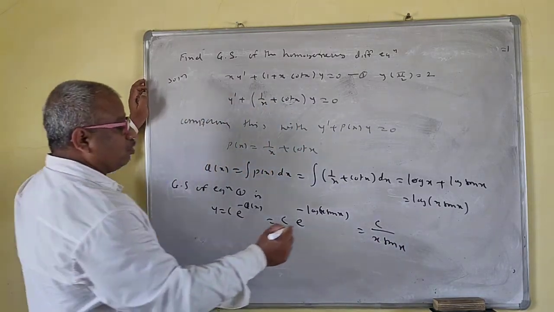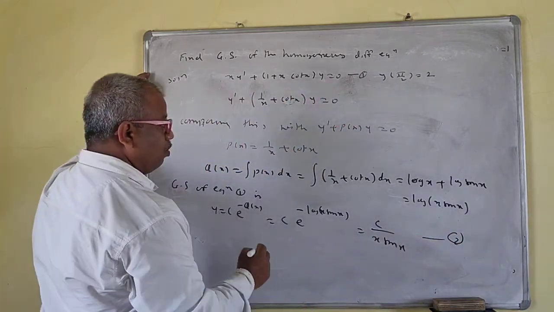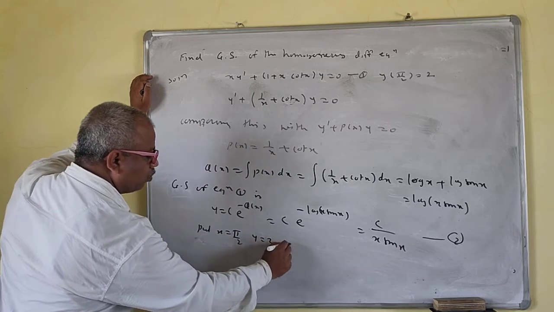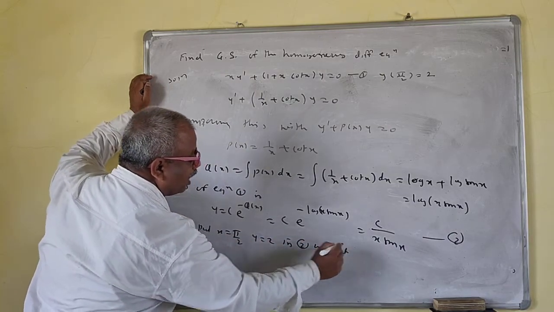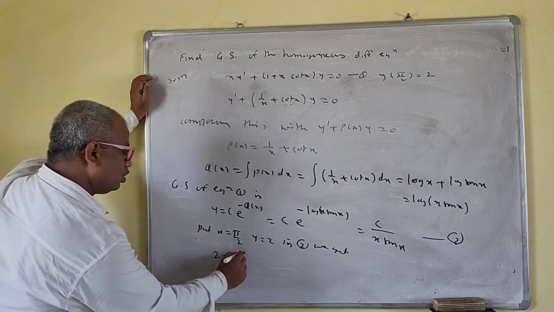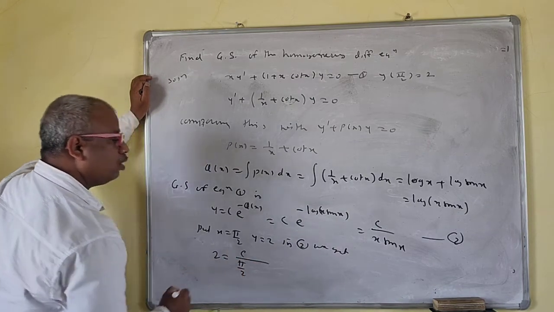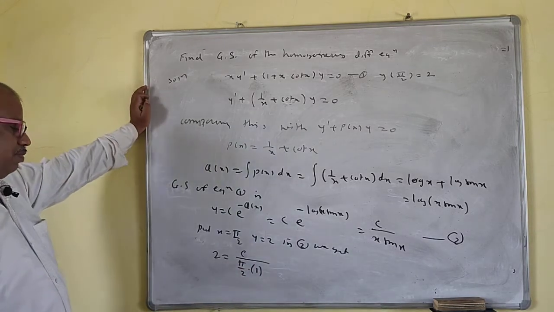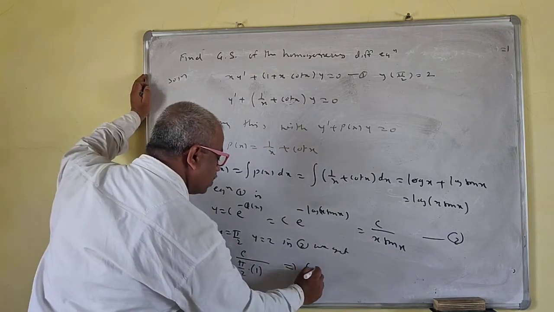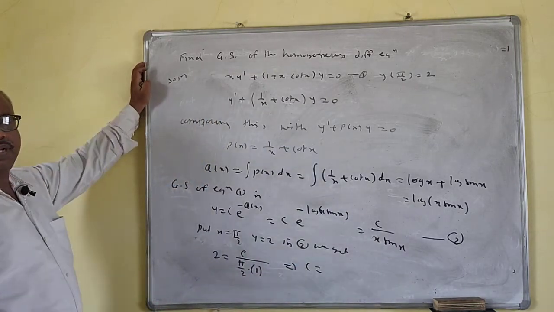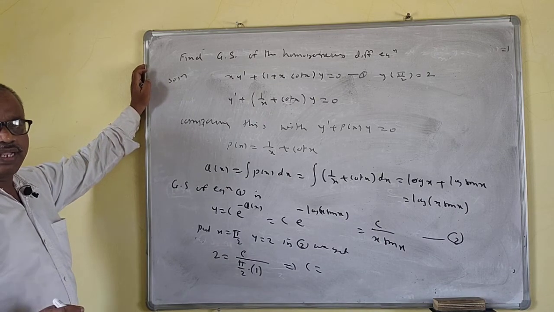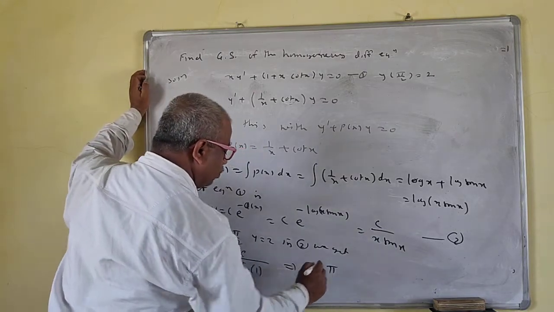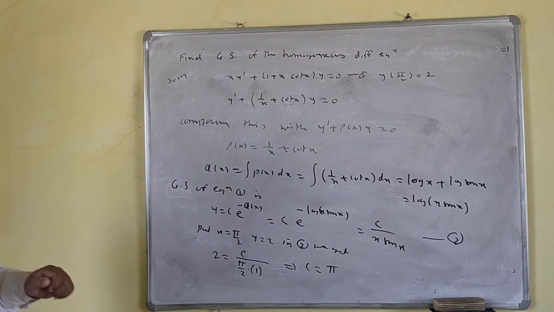Now you want a particular solution. We call this as 2 now. Put x is equal to pi by 2 and y is equal to 2. So 2 is equal to c upon pi by 2 into sin pi by 2, and sin pi by 2 is 1. We simply want to find the value of c. We have to assign a particular value to the arbitrary constant so that we get a particular solution. Now this pi by 2 is multiplied here, then c is pi. 2 into pi by 2 is pi.